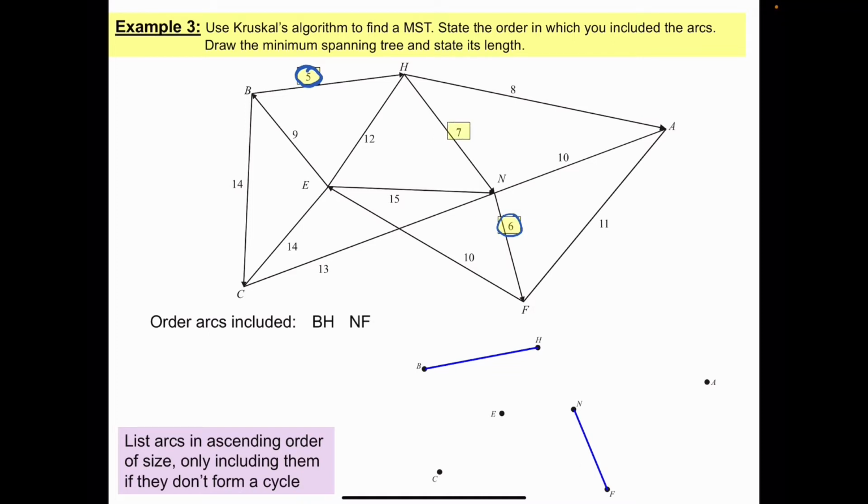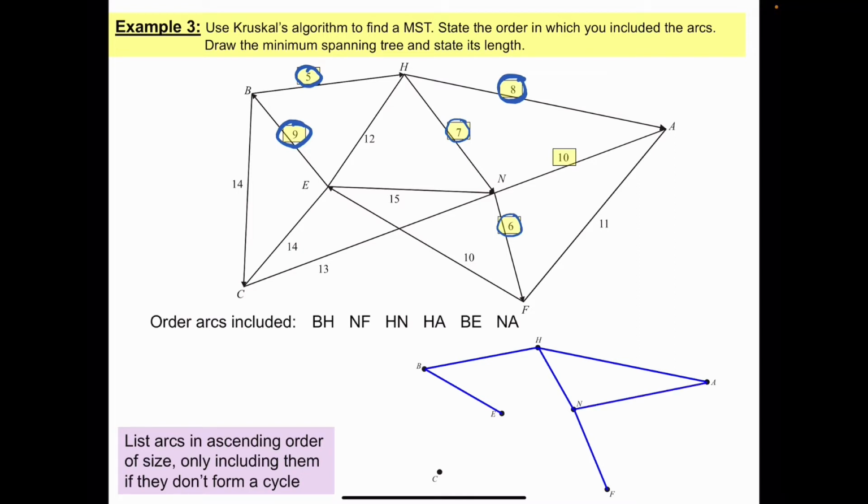The next one is 7, that's fine, the cycle is not created, that means it can be added there. Next one is 8, HA, that is also alright. Next one is BE. BE has the weight of 9. And the next one is 10. What is NA? But when you look at it, I cannot add it to my tree, so I can cancel it or reject it because it would create a cycle. So just skip it. I am not counting that one because the cycle would be created.